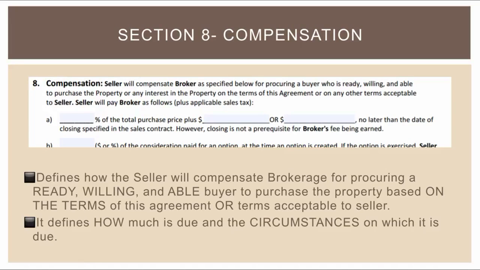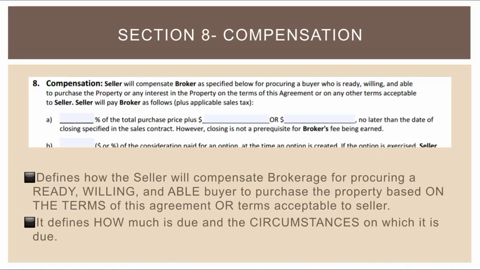Section 8, our favorite section, compensation, defines how the seller will compensate the brokerage for procuring a ready, willing, and able buyer to purchase the property based on the terms of this agreement or terms acceptable to a seller. It defines how much is due and the circumstances on which it is due. You need to understand this section completely. Again, this is compensation. Nowhere does it say commission.